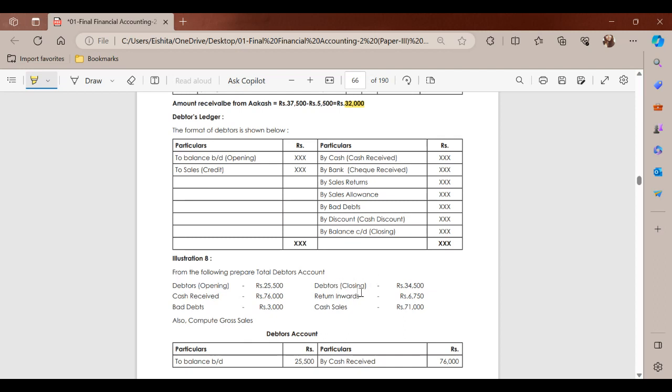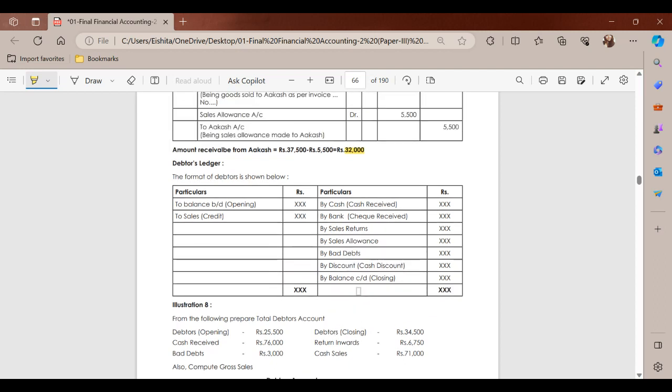There is one question for you. From the following, prepare the total debtors account. Debtors opening, you will have it here. Debtors closing, you will have it here. Cash received, you will have it here. Bad debts, have it here.